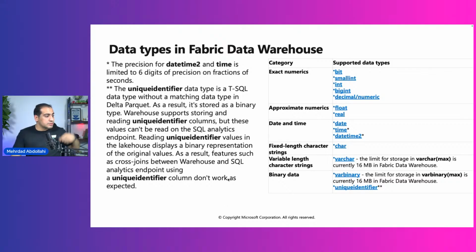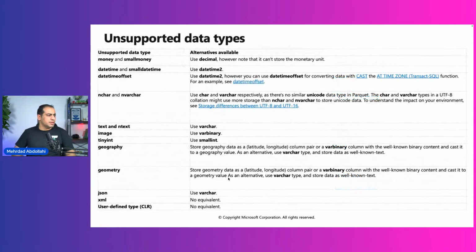There are some unsupported data types and some alternatives available. These are coming from Microsoft Learn documentation. You can, of course, look for them and find where it makes sense for you. For example, geography, geometry, JSON, XML, nchar and nvarchar, datetimeoffset, money or smallmoney, they are not supported. But instead of that, for example, we can use decimal.